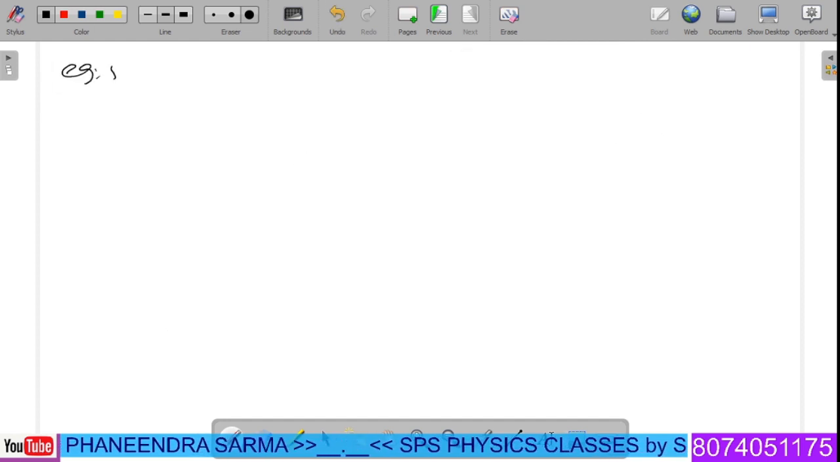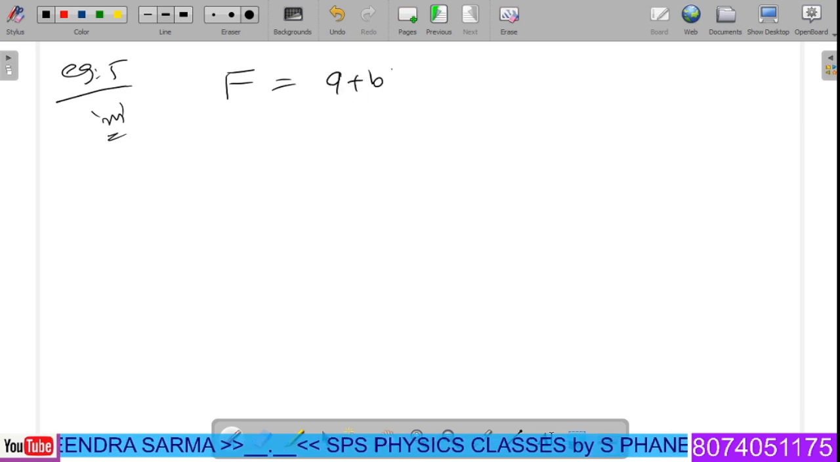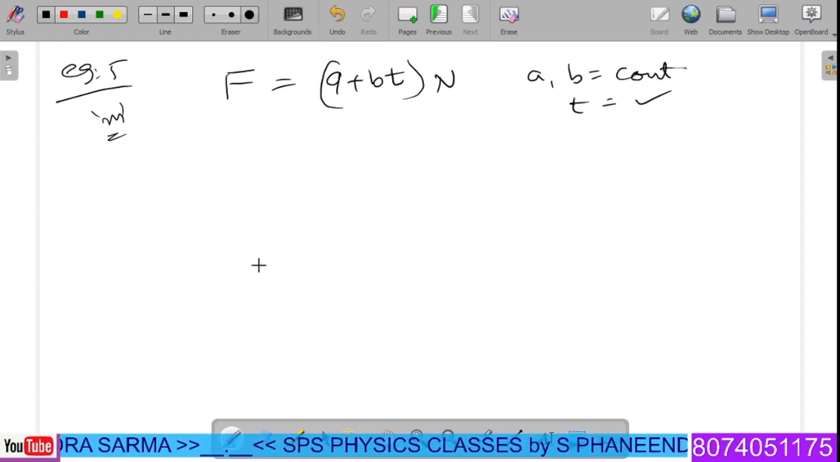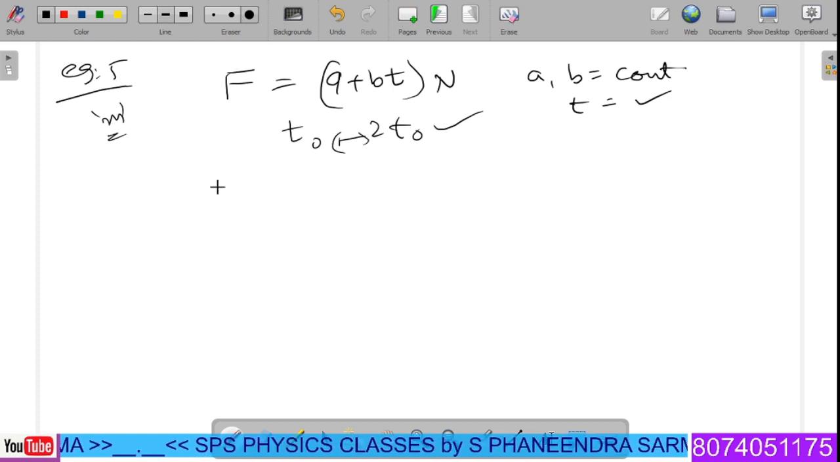Example number 5. Suppose because of wind, on a massive substance of mass M, a force F equal to A plus BT newtons acts, where A and B are constants and T is time. Then you have to find the magnitude of the impulse between the limits T naught to 2 T naught. What is the impulse in the interval T naught to 2 T naught? You have to find out.